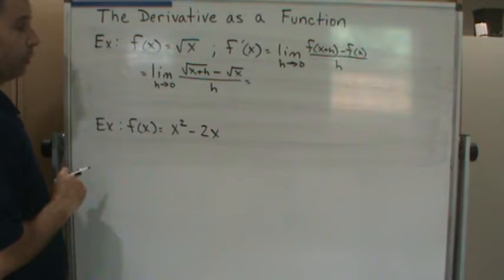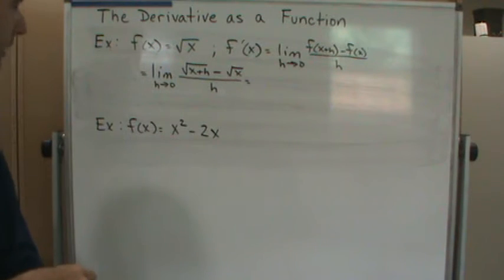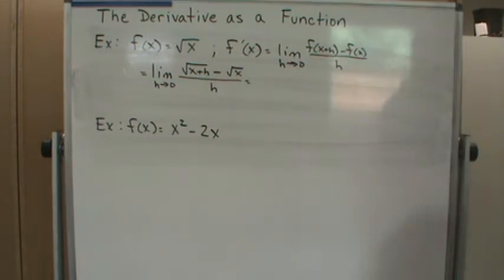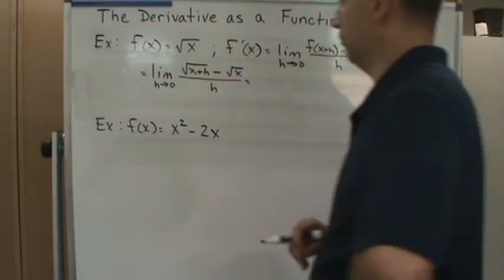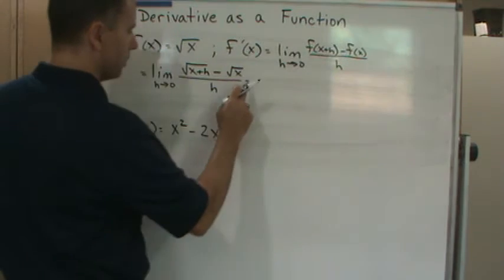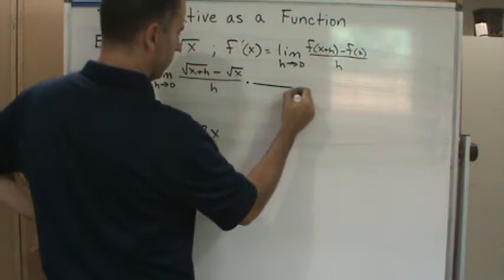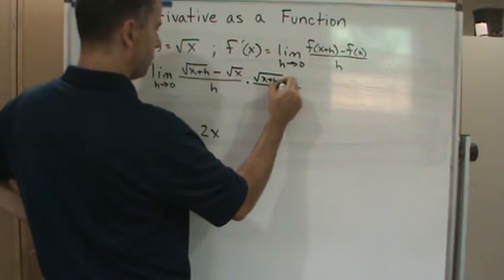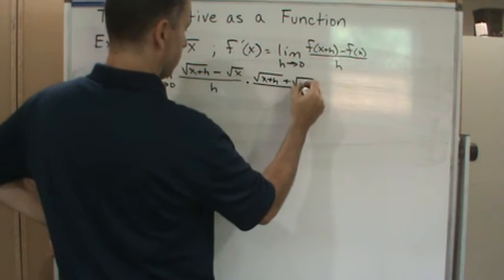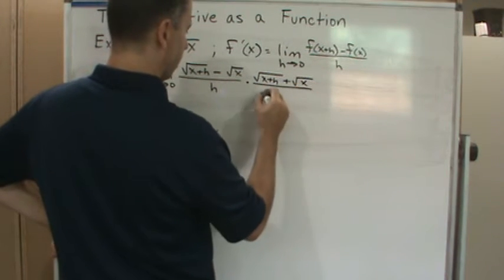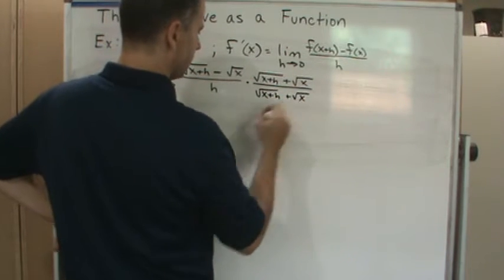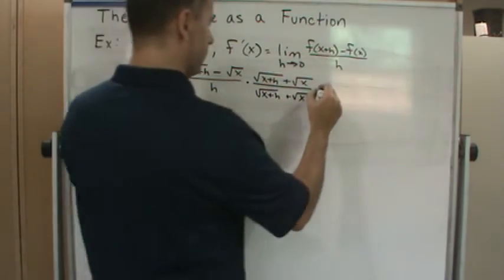And so now we're going to multiply the top and the bottom by the conjugate of the top, because we've got to get rid of those radicals. The conjugate of the top is the square root of x plus h plus the square root of x, divided by the square root of x plus h plus the square root of x. So now we're going to simplify this.